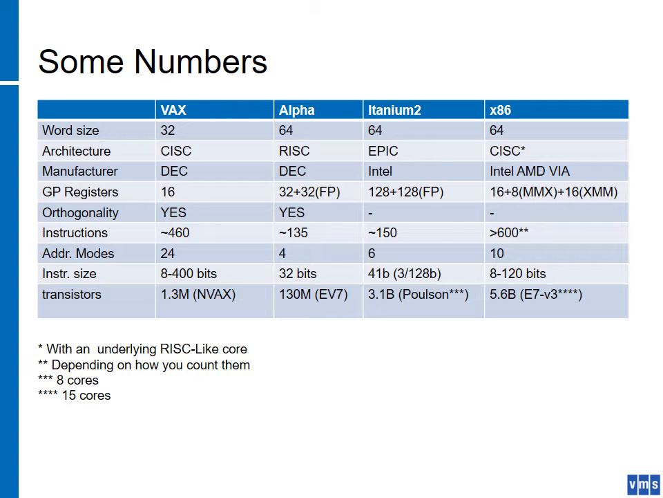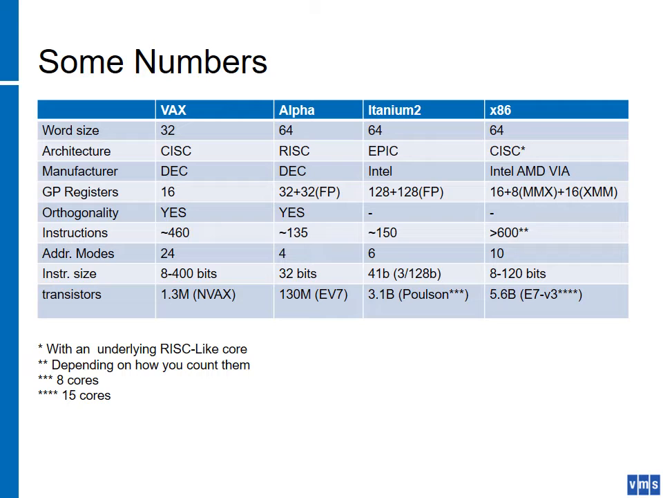The number of registers. So the VAX has 16 general purpose registers that are used for both integer and floating point. The Alpha takes this up to 32 registers plus 32 dedicated floating point registers. The Itanium 2 has 128 of each. And then when you get to x86, we've got 16 general purpose registers, 8 MMX registers, and 16 XMM registers.